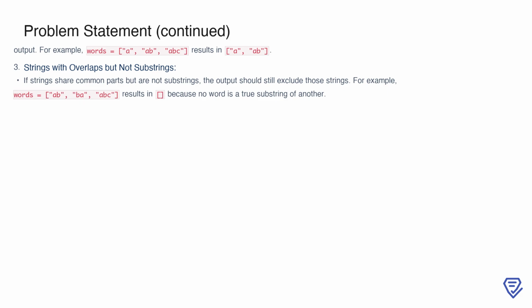For edge cases, consider when no substrings exist, like words equals abc, def, ghi, which results in an empty list. Alternatively, if all strings are substrings, such as words equals a, ab, abc, the output would include all but the longest string, resulting in a, ab. Lastly, if strings overlap but are not true substrings, like words equals ab, ba, abc, the output should still exclude them, resulting in an empty list. These considerations help ensure the solution is complete and robust.